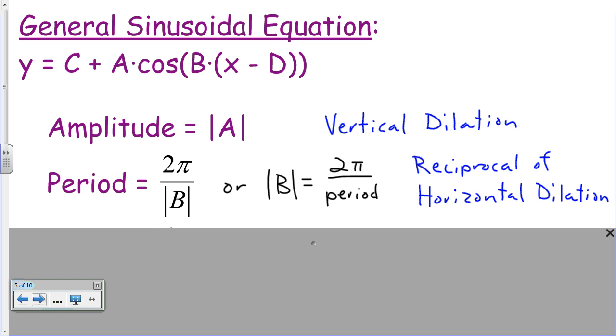Okay, and because of the fact that we write it as just B, that's why it turns out to be the reciprocal. If we wrote that as 1 over B, then B would actually represent the horizontal dilation. But it's not written that way. That's just by tradition. That's how we write it, so we are not going to change it here. But it's actually the reciprocal of your horizontal dilation, how much you stretch this thing horizontally.